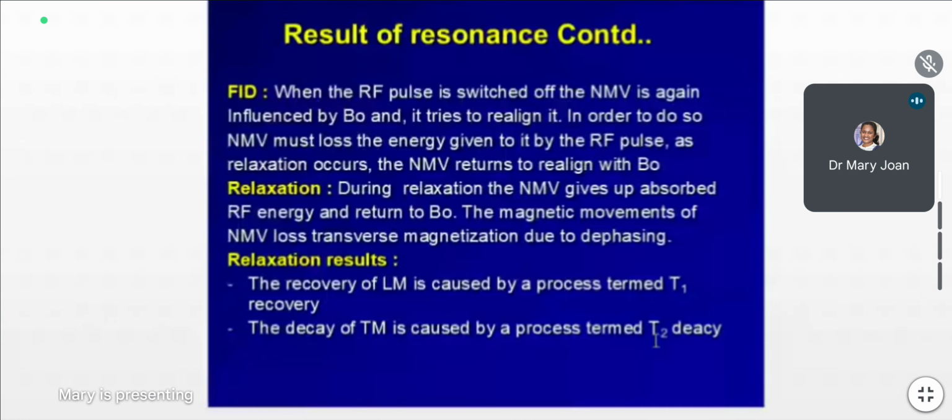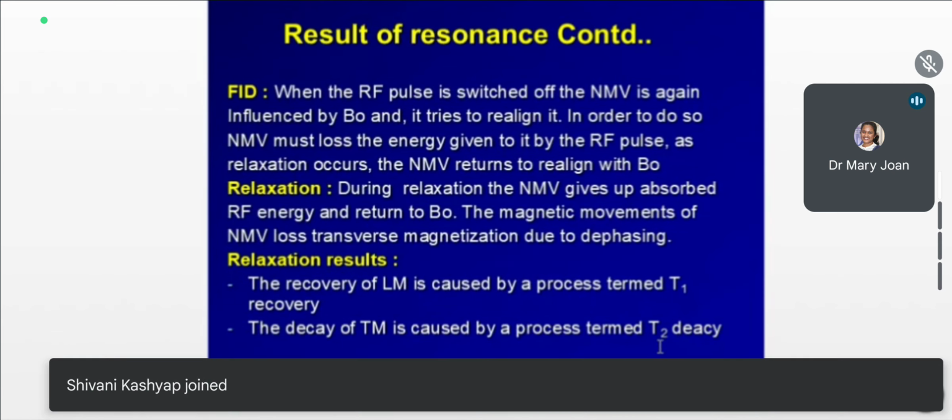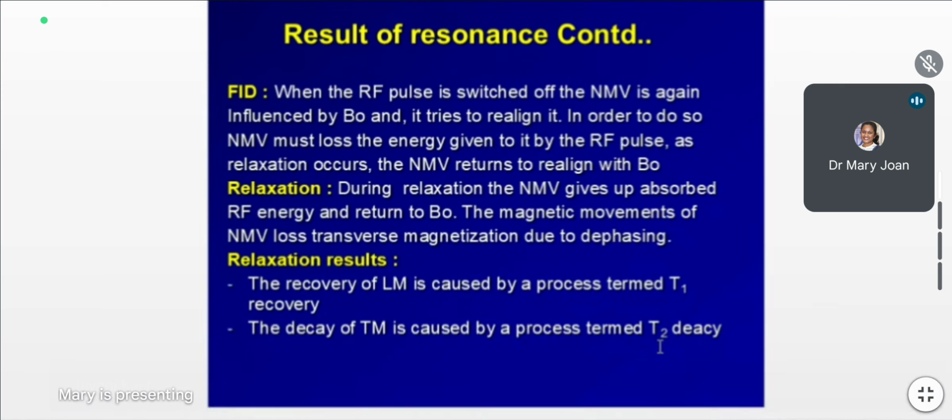FID is when the RF pulse is switched off, the NMV is again influenced by B0 and it tries to realign. In order to do so, the NMV must lose the energy given to it by the RF pulse. As relaxation occurs, the NMV returns to realign with B0. So during relaxation, the NMV gives up absorbed RF energy and returns to B0.